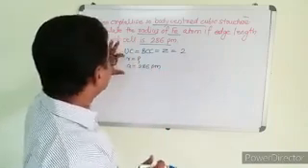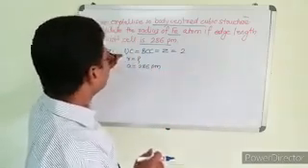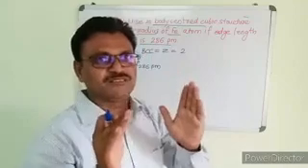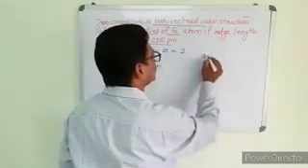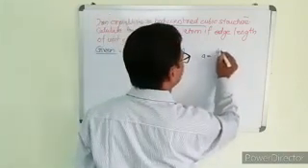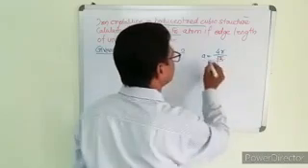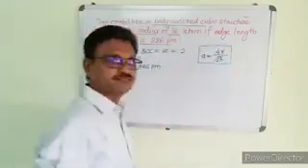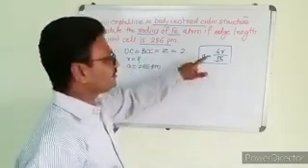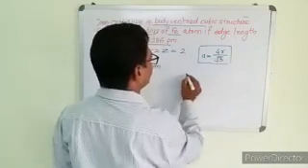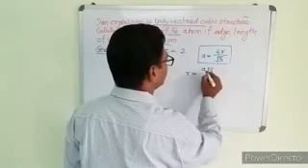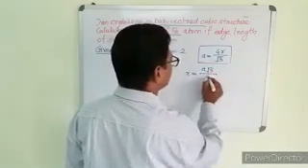If you want to calculate the value of radius of body centered cubic unit cell, we have the formula. That formula is a is equal to 4R by root 3. This is the formula of edge length. We know edge length, so from this formula we can calculate this R. R is equal to a root 3 upon 4.